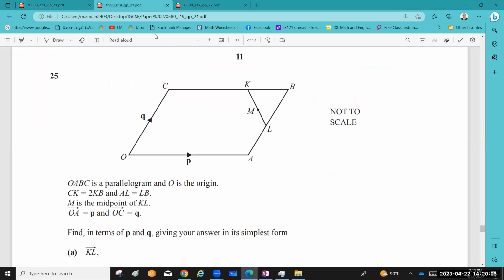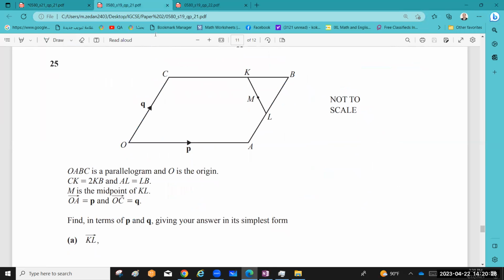Okay, let's go to the next. I have a parallelogram, and vectors Q and P are named OC and OA. CK is 2KB. When you have this given that CK is 2KB, it means KB is 1 part, so the CK is 2 parts, okay? Always assume like this. When you have CK is 2KB, always assume KB is 1. So the other vector CK is 2 times 1 is 2. M is the midpoint of KL.